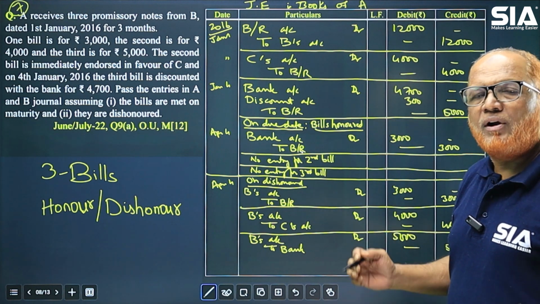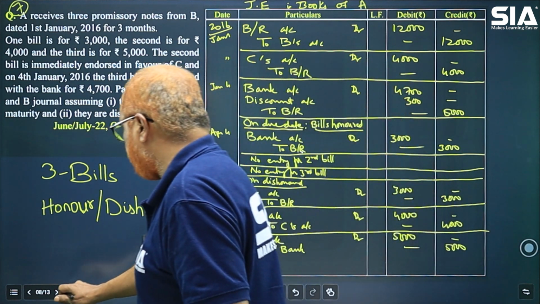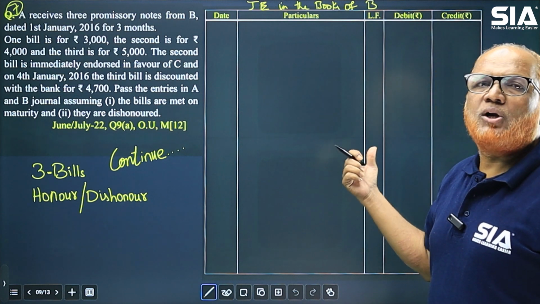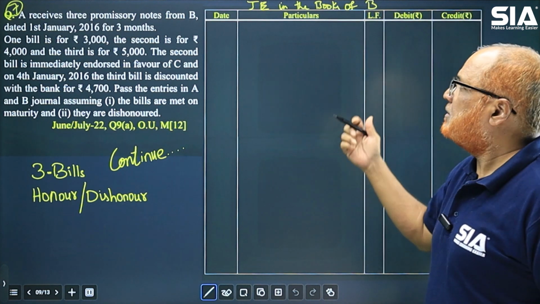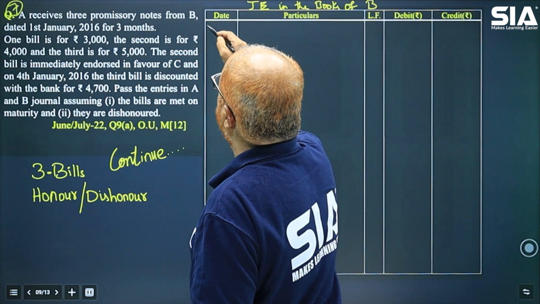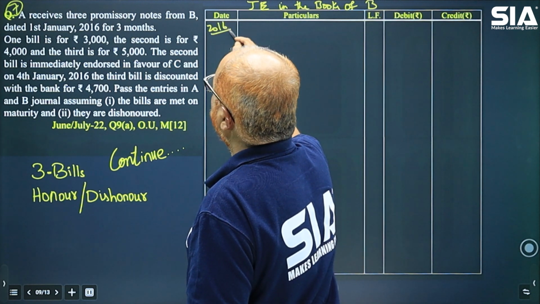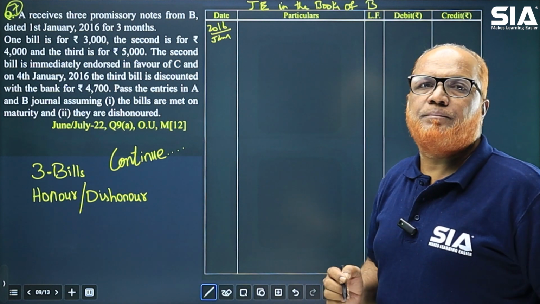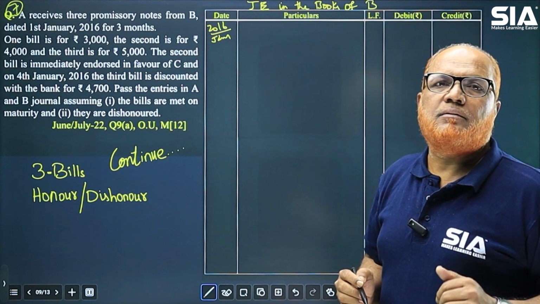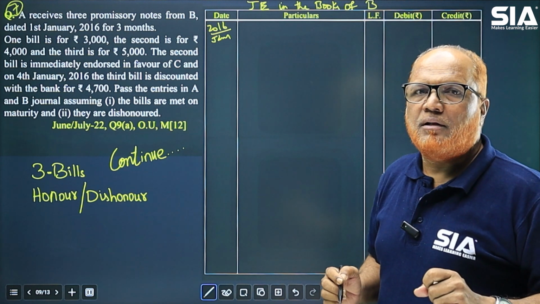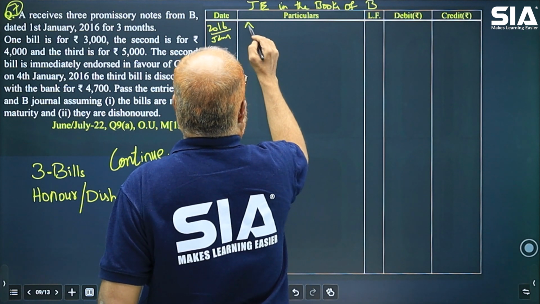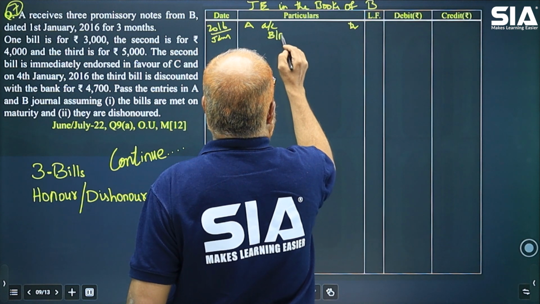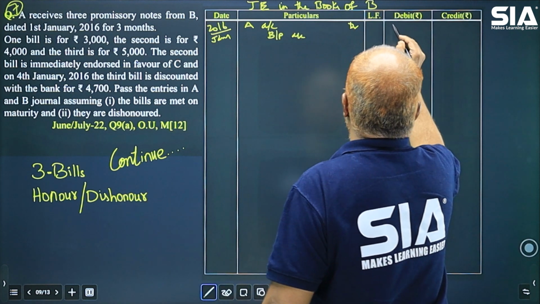Now similarly, we have to pass the entries in the books of B. Now you can see. B is the drawee or promisor, right? So what is the date? First, 2016, January 1st. Now B has accepted the bill. The bills payable will be credited and A's account should be debited. So the entry will be A's account debit and bills payable account credit. Total bills 12,000.